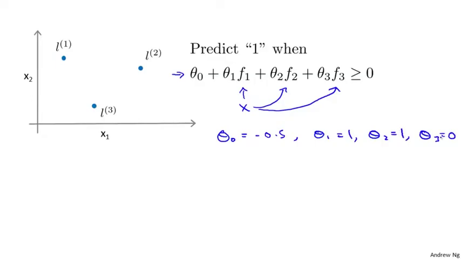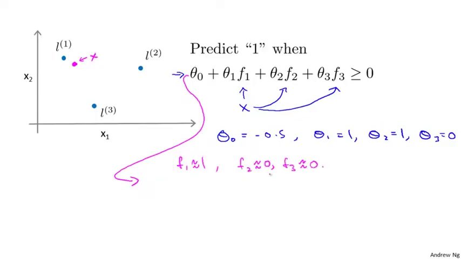What I want to do is consider what happens if we have a training example that has a location at this magenta dot, where I just drew this dot over here. So let's say I have a training example X. What will my hypothesis predict? Well, if I look at this formula, because my training example X is close to L1, F1 is going to be close to 1. But because my training example X is far from L2 and L3, F2 will be close to 0 and F3 will be close to 0.